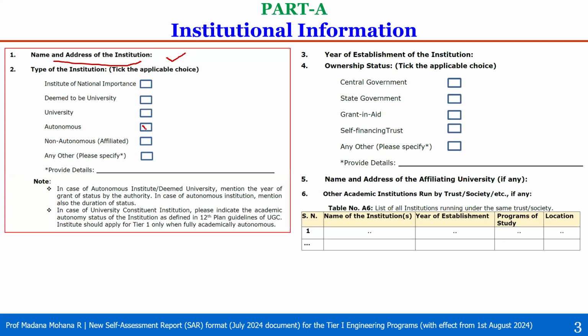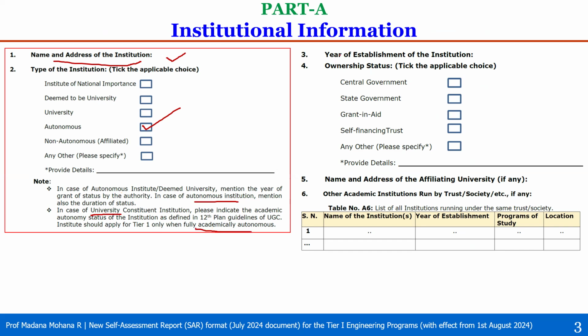Suppose we belong to an autonomous institution. In case of an autonomous institute or deemed university, we have to mention the year of grant of status by the authority. In case of an autonomous institution, we have to mention the duration of the status. In case of a university or constituent institution, we have to indicate the academic autonomy status of the institution as per the 12th plan guidelines of UGC. So, the institute should apply for Tier 1 only when fully academically autonomous.